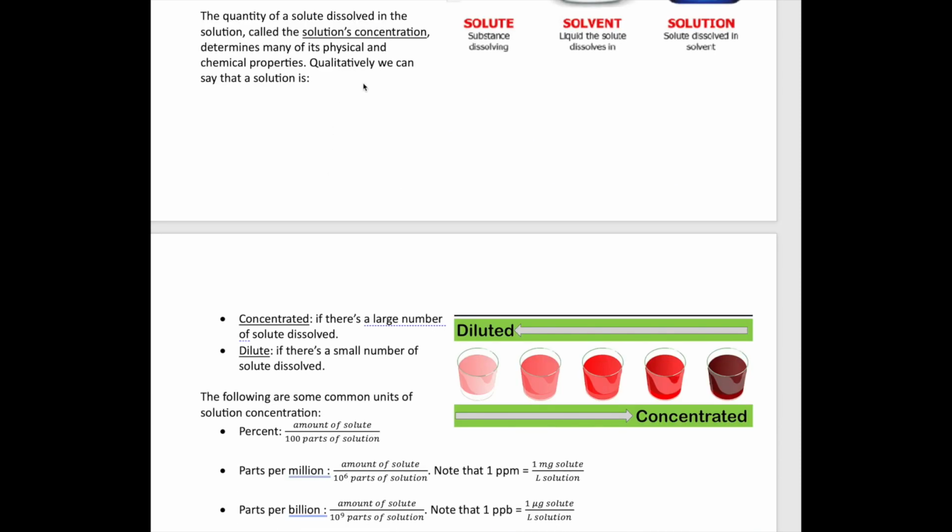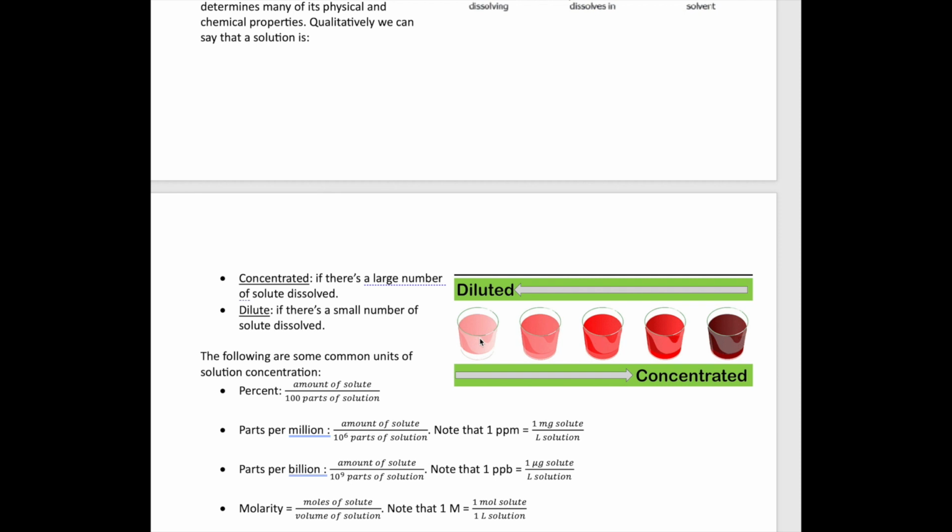In qualitative terms, there are two ways to look at concentration. We can say a solution is concentrated when we have a large amount of solute dissolved in the solvent. We can say that the solution is dilute if there's only a small amount of solute dissolved. And this is just a picture showing you that if I were to dissolve something that has a reddish color, the more concentrated it is, the darker that red color will be. Vice versa, if it's dilute, it's going to be lighter.